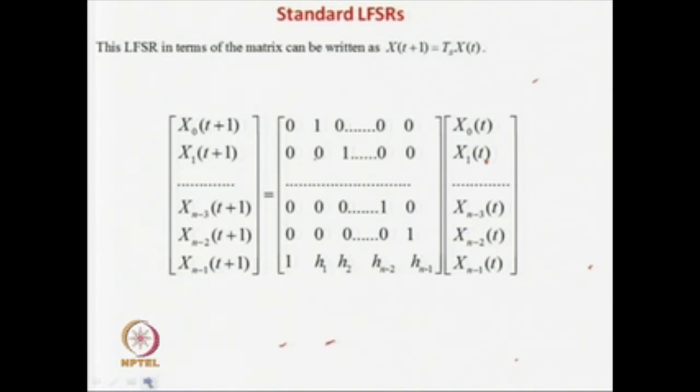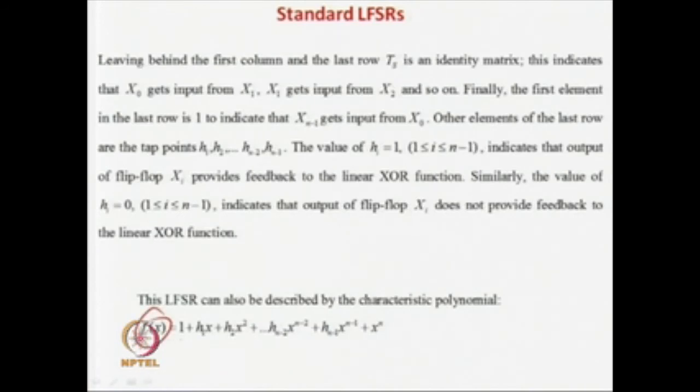So, how do you write it? We say that f(x) is equal to 1 is always there, and x^n is always there. These are fixed. For the LFSR there is a characteristic polynomial, in which 1 is the first term and the last term is x^n.